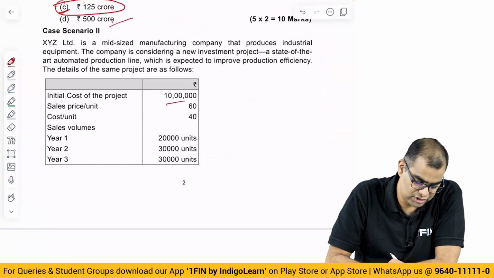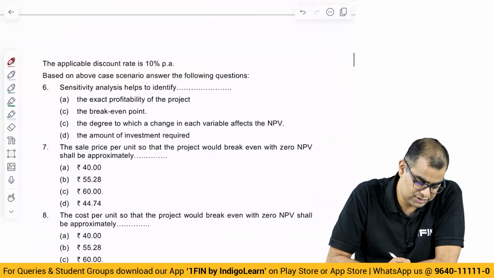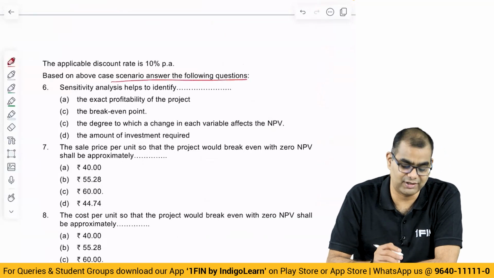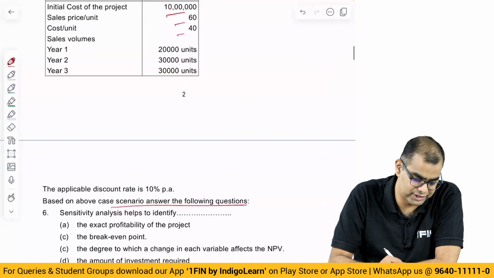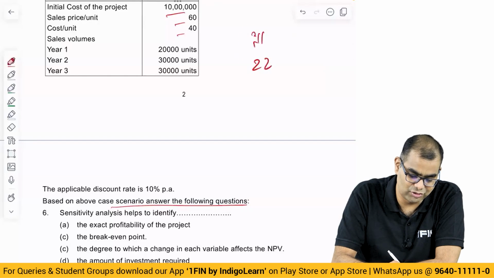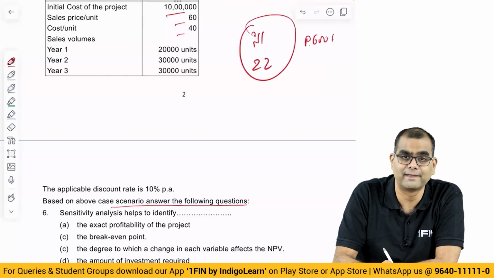Case 2, initial cost, sales price, what is this? Based on the above, identify the following question, sensitivity. This is advanced capital budgeting. This is question number 22, illustration 22 of P600 plus, straight illustration.